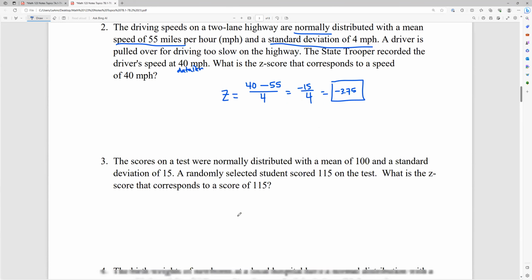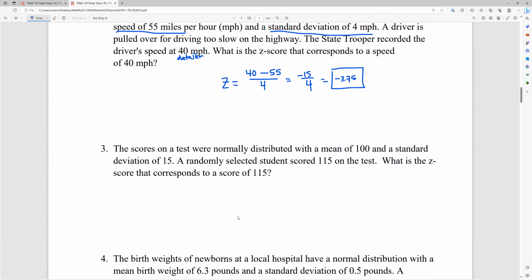So the test scores on a test were normal, so remember, that means symmetric, with a mean of 100 and a standard deviation of 15. A student at random scored 115. What's the z-score for that student? Remember, we take our formula. The student in question had 115. The average for the whole class was 100. And the standard deviation was 15. So this is 115 minus 100, which is 15, over 15.